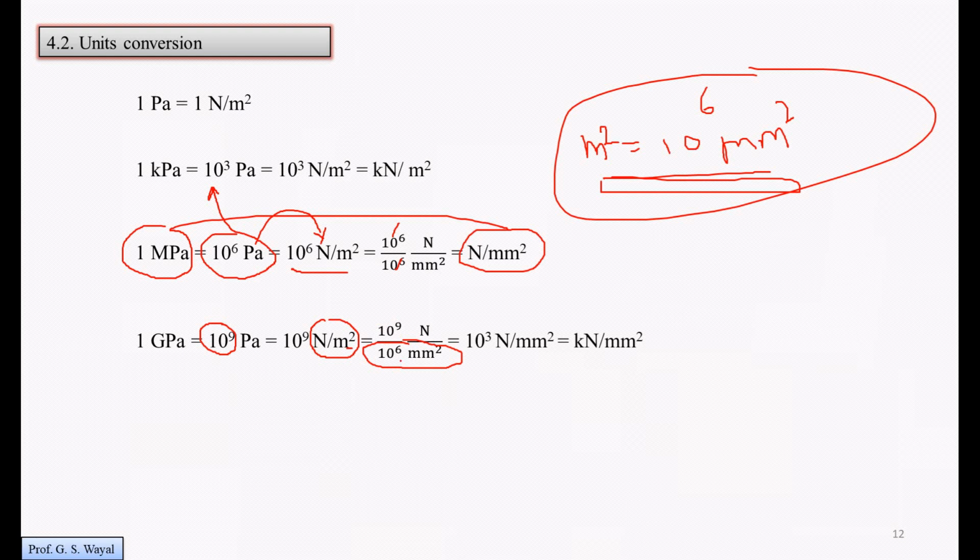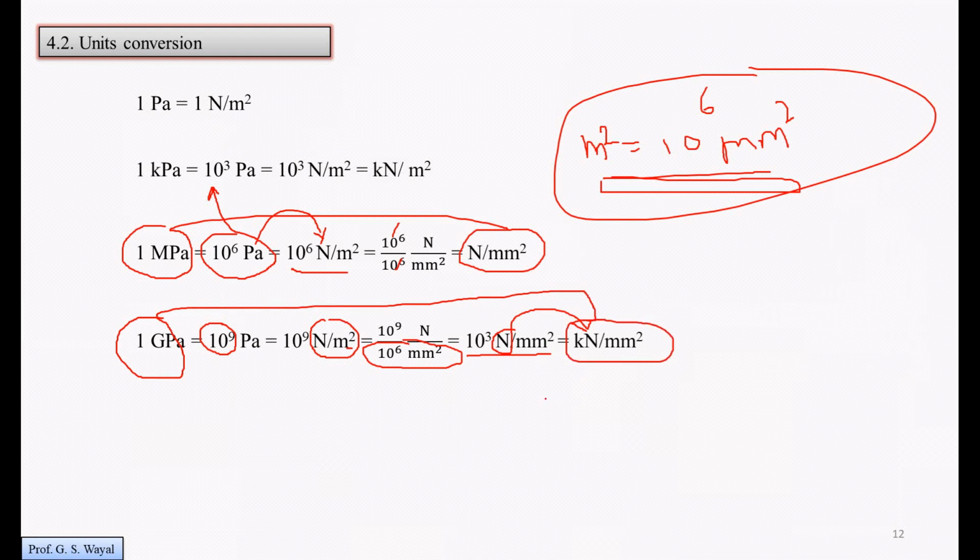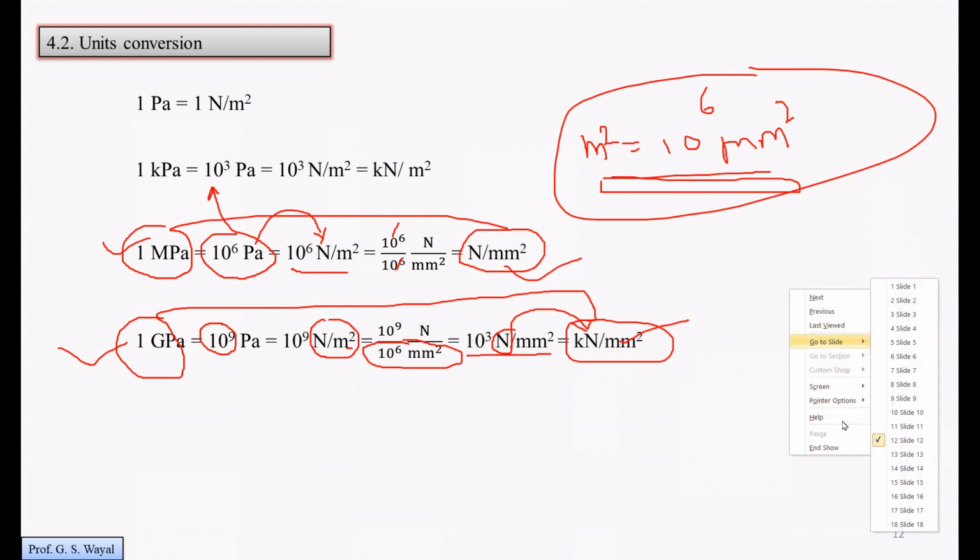So 10 to the power 9 divided by 10 to the power 6 will be 10 to the power 3. And if we convert this Newton to kilonewton, we have to multiply by 10 to the power minus 3. So 10 to the power 3 into 10 to the power minus 3 will be kilonewton per mm square. Finally, you can conclude that 1 gigapascal is equal to 1 kilonewton per mm square. Remember these units. These units are important from the numerical point of view.